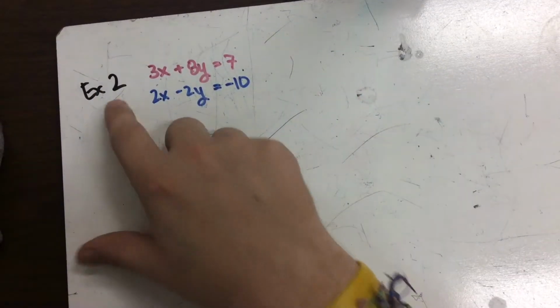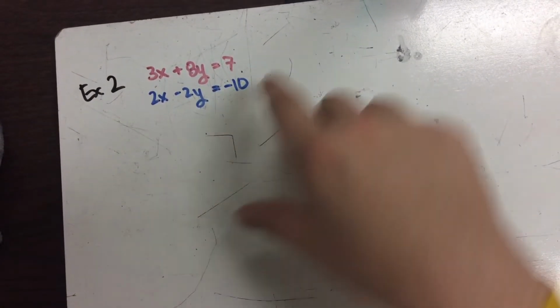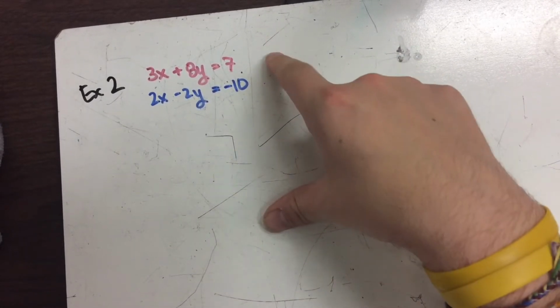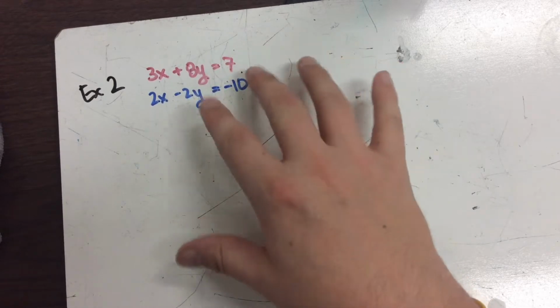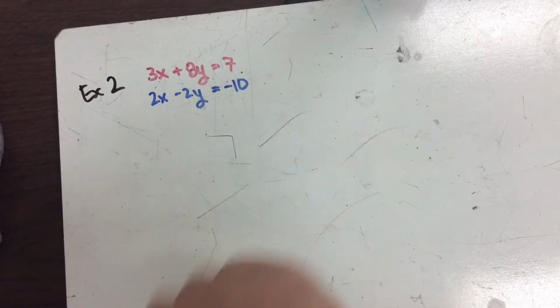All right, here's another system. This is example 2. This one's actually harder than the other one because we'd have to do a lot of manipulation to do substitution. Substitution looks pretty difficult here.